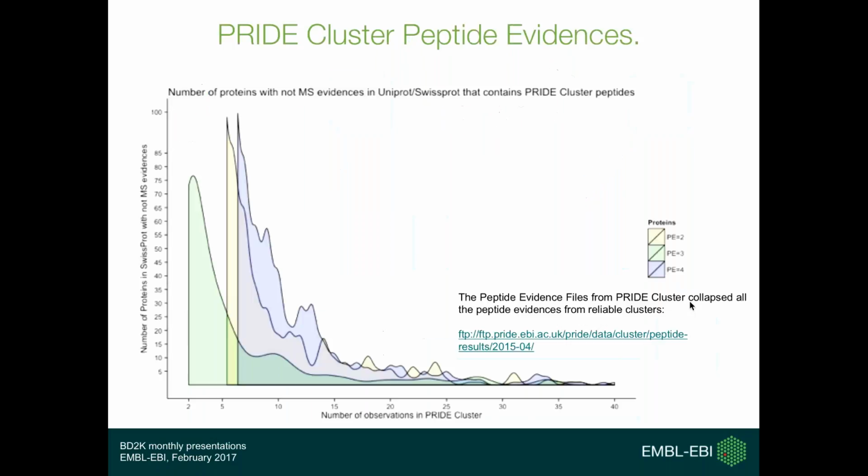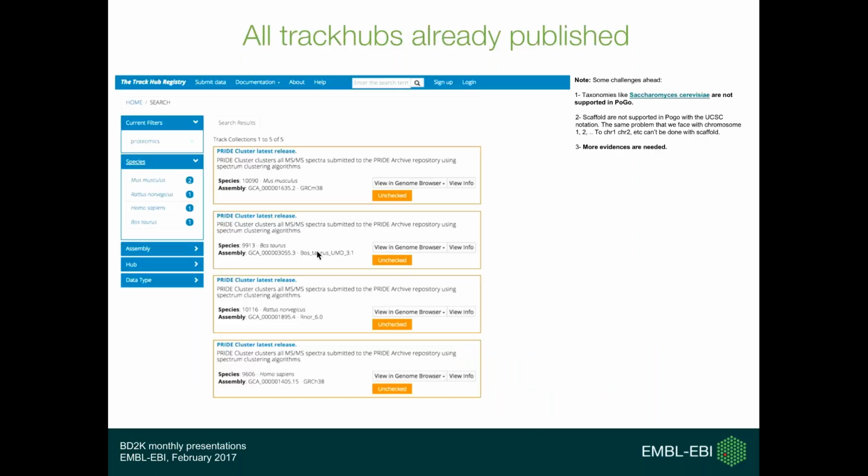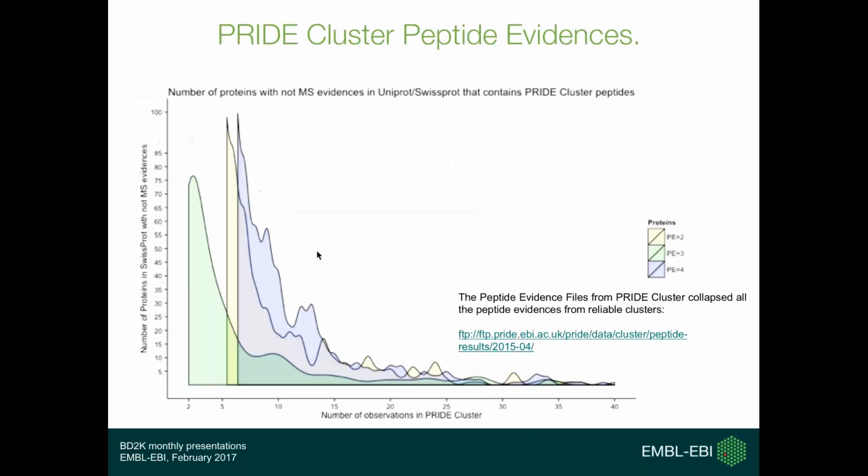Just to give an idea, and this is some data from the publication in 2016, the number of proteins that can be represented by peptides in PRIDE Cluster is quite high. We have a lot of peptide evidence in PRIDE coming from PRIDE Cluster that can be used as evidence for UniProt proteins that do not have any mass spec evidence.